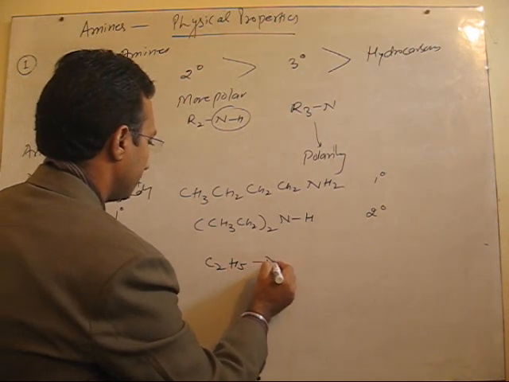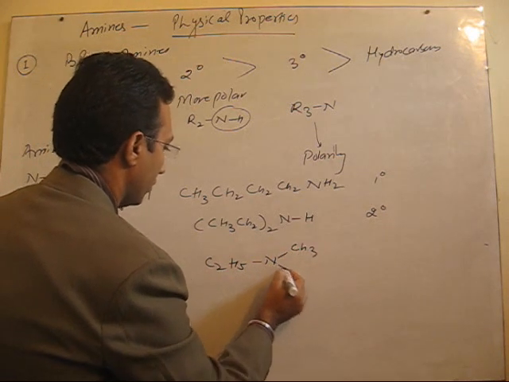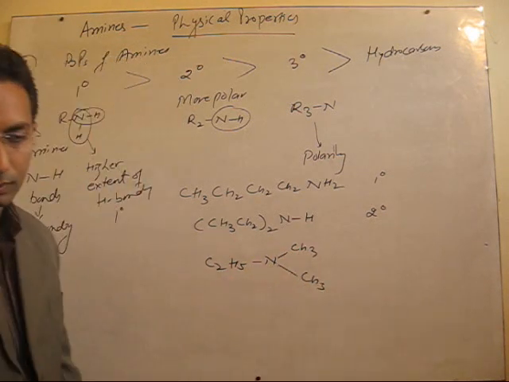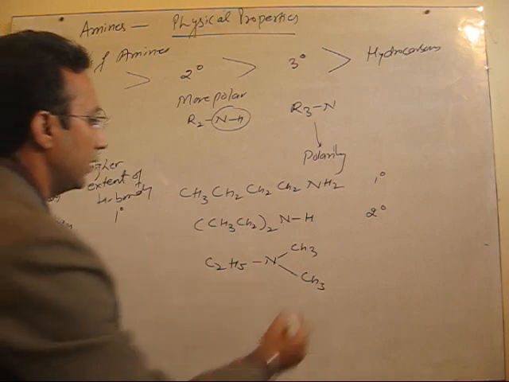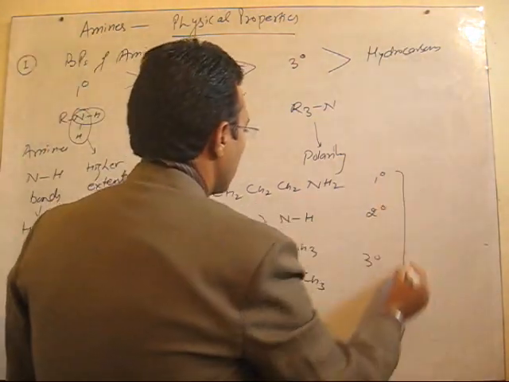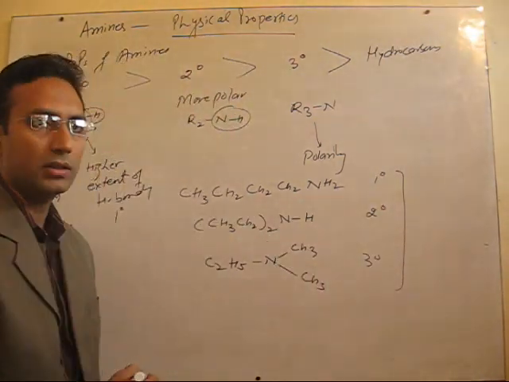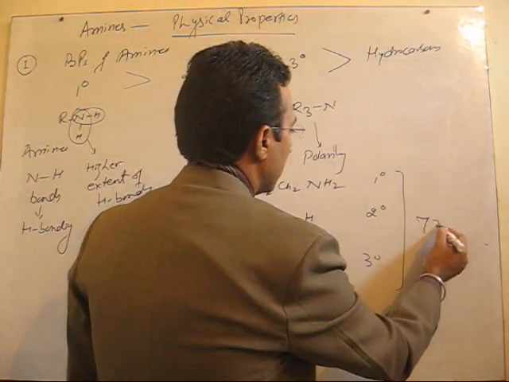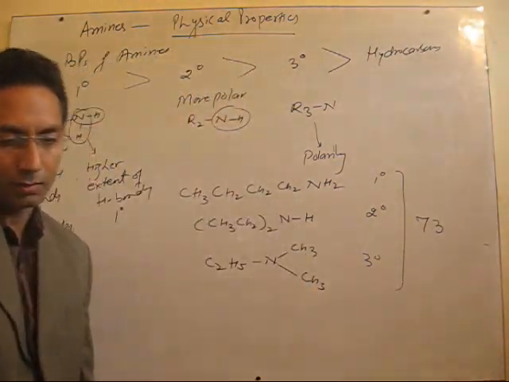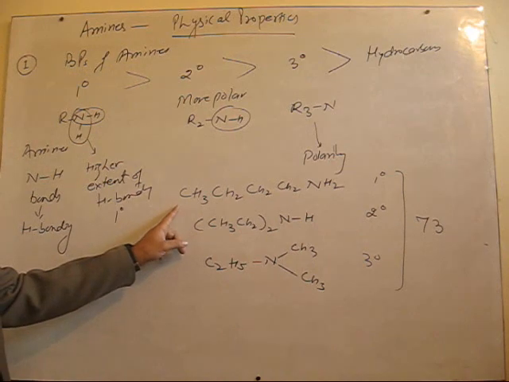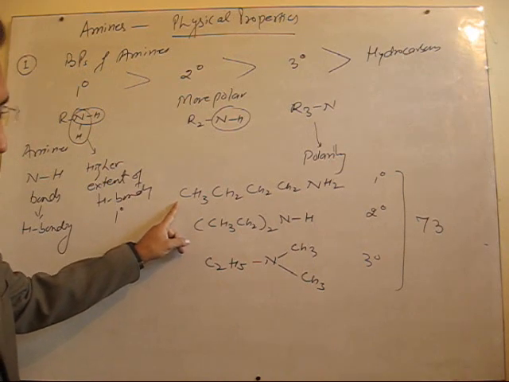we will have this. Fine. All these three, this is tertiary, they are isomers of each other, and if we calculate their molecular mass is same, that is 73 AMU. Fine. Then what has been found, I'll give you experimental data.